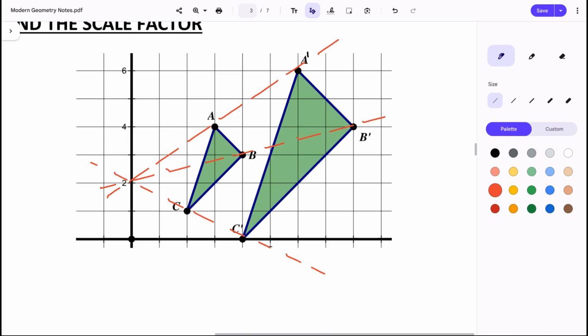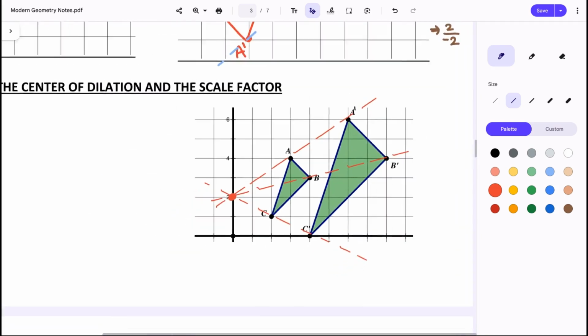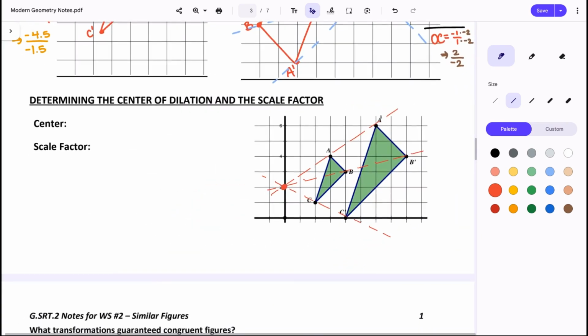Okay, so we've got those done. Where do they all seem to meet? Now remember, we're on a graph, so it's a coordinate. So (0, 2) is how I would write it for my center. So over here, I'm going to say (0, 2) seems to be my center point.